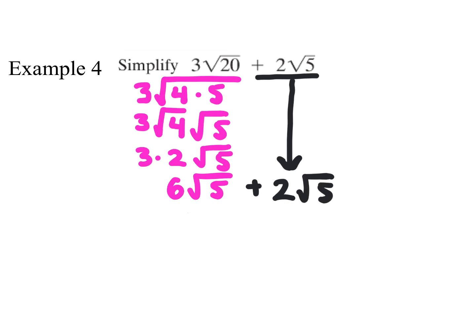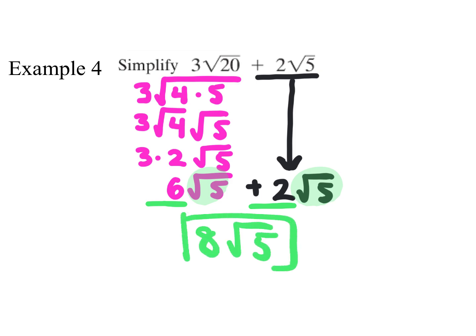Now what I can recognize here is that these both have a radical 5 attached to them, meaning you can combine the coefficients of 6 and 2. So 6 plus 2 becomes 8. So your answer is 8 radical 5.